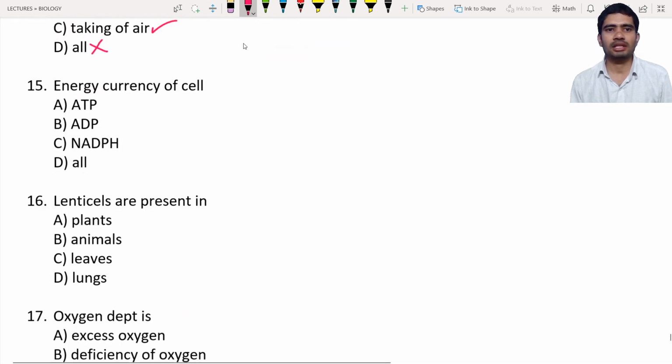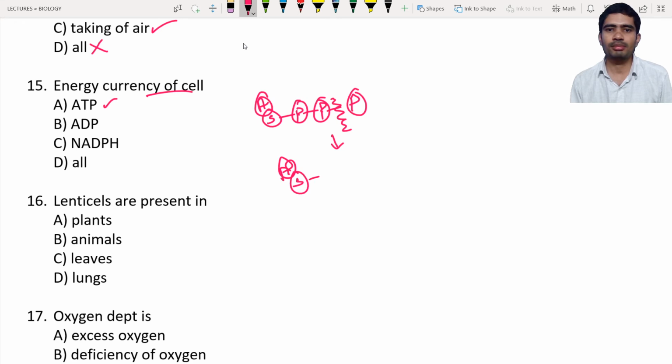Next is 15th. Energy currency of cell is. What is meant by energy currency of the cell? First of all, we have to understand what is energy currency. Energy currency means a compound which is essential for the cells for the metabolism. Here ATP means adenosine triphosphate. Let us consider this is the sugar plus adenosine. It contains phosphates. How many phosphates? Three phosphates. When the terminal phosphate is broken down, there is a synthesis of ADP. ADP means two phosphates, only two phosphates are present.